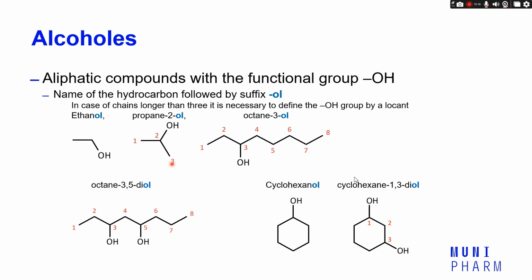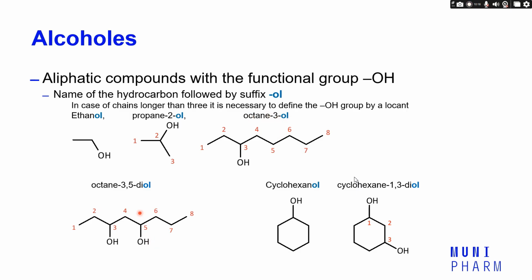The different situation is in this example. We have a three-membered chain, and it is necessary to define if the hydroxy group is on carbon number 1 or 2. In this case, it is on carbon number 2, and the name will be propan-2-ol. In this case, the carbon chain has 8 carbons, and due to the rule of the lowest possible numbers, the carbon which has the hydroxy group will have the number 3, and the name will be octan-3-ol.